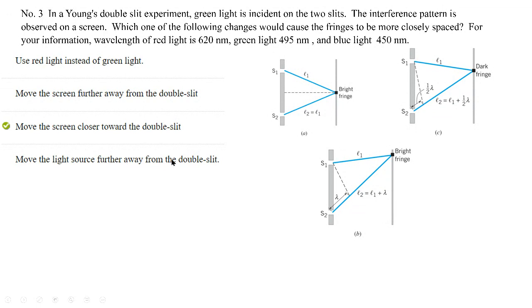Move the light source further away from the double slit. If you move your light source further away, it only lowers the intensity. You're not changing the fringes. You're only changing the intensity of what you see on the screen. So this does not help either. So only this answer is correct.